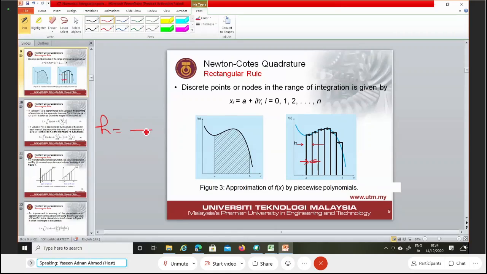H will be b minus a divided by n. N is the number of strips. I already explained this one in my video. If you know this, and you know how many strips you have, then if you divide by that value, you will get that h, the width of a strip, and h is the same for all. Okay, h is the same for all.